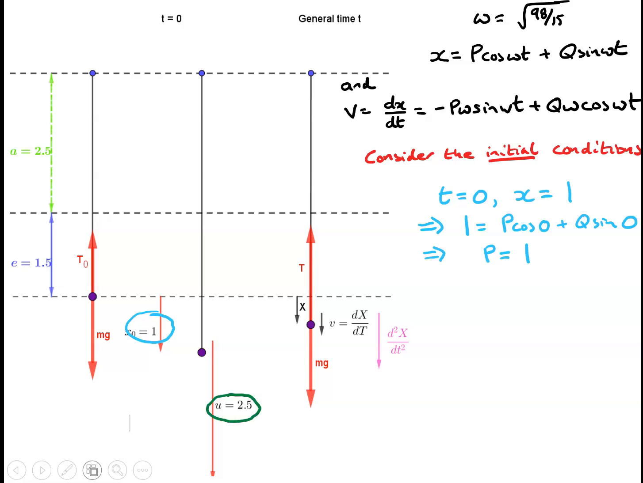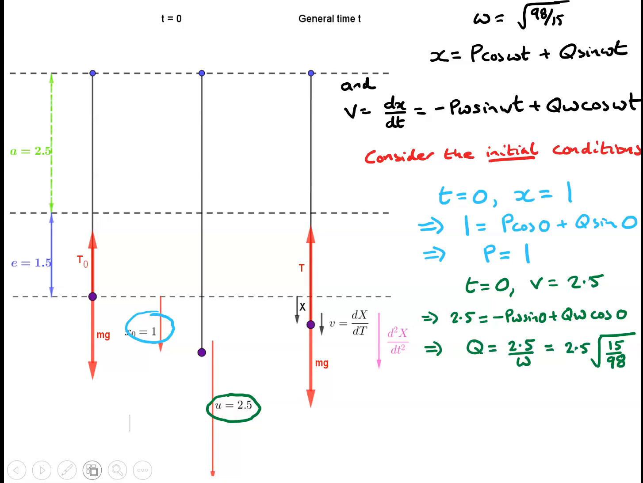We also know that the initial velocity is 2.5. So looking at the velocity equation, we can say that when t equals 0, v equals 2.5. So we've got 2.5 is minus p omega sine omega 0, plus q omega cos of 0. In other words, that's giving me 2.5 equals q omega, so q must be 2.5 over omega. In other words, q is 2.5 times by the square root of 15 over 98.